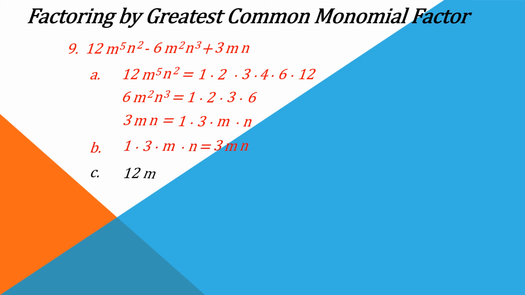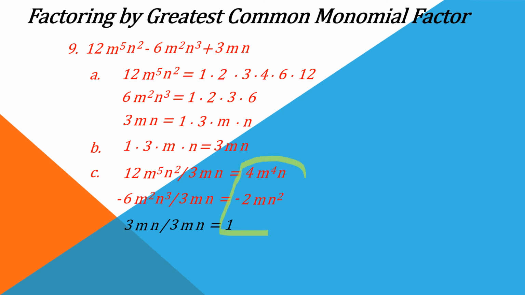We will divide each term by our greatest common factor 3mn. 12m to the fifth n squared divided by 3mn is equal to 4m to the fourth n. And negative 6m squared n cubed divided by 3mn is simply equal to negative 2mn squared, and 3mn divided by 3mn is equal to 1. Again, we will combine these terms, 4m to the fourth n minus 2mn squared plus 1, and multiply by the greatest common factor 3mn. That is our final answer.